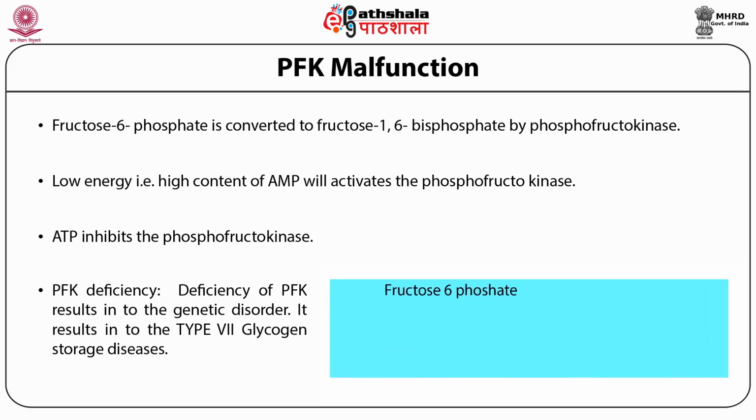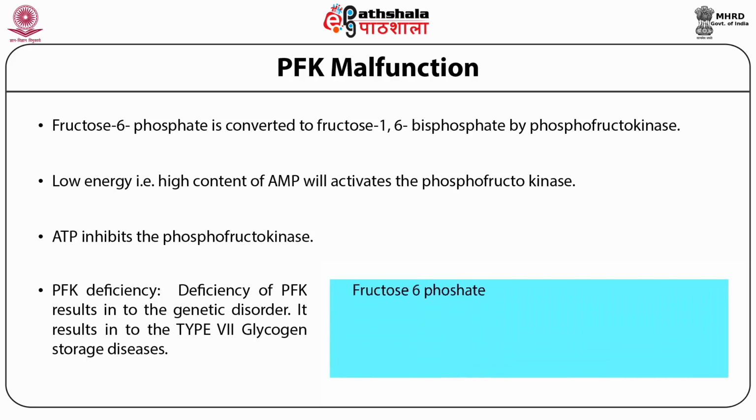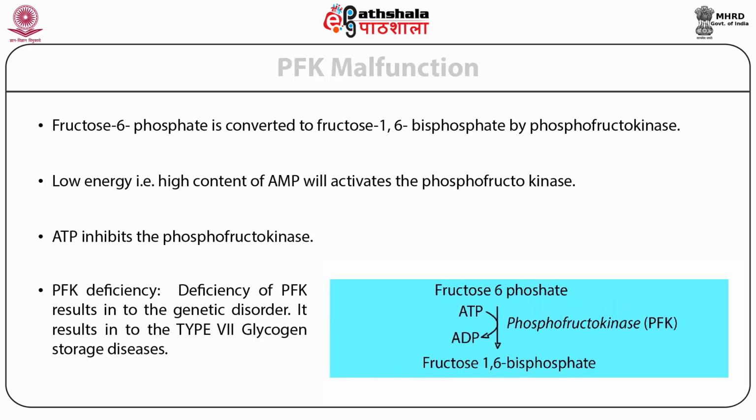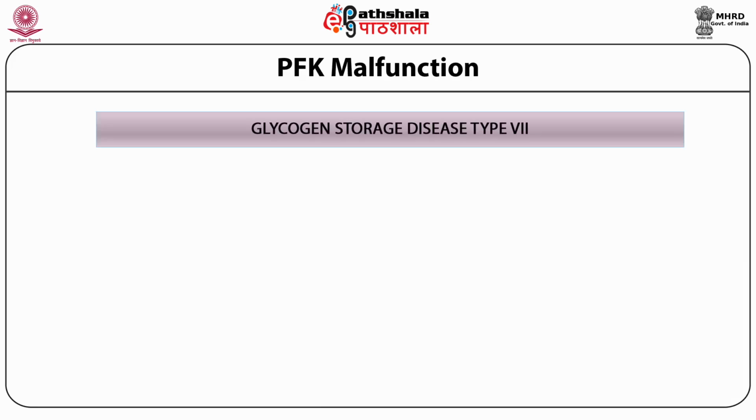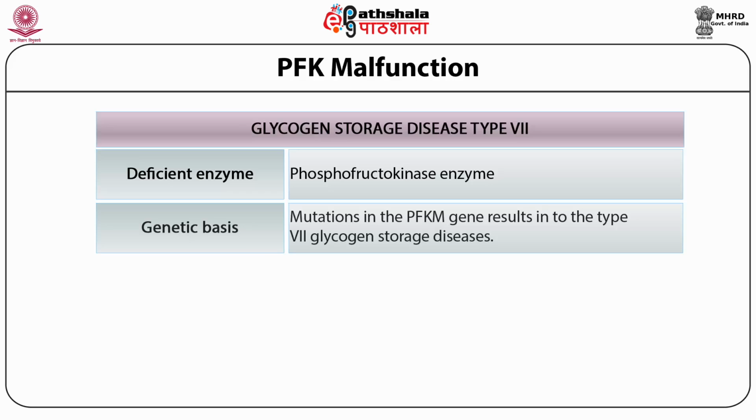Phosphofructokinase phosphorylates fructose 6-phosphate preceding its cleavage into glyceraldehyde 3-phosphate, which enters the energy generation phase of glycolysis. Glycogen storage disease type 7, or Tarui disease, is a disease due to the deficiency of phosphofructokinase in muscle and erythrocyte. It is a genetic disorder. It is directly related to the impairment in glycolysis.